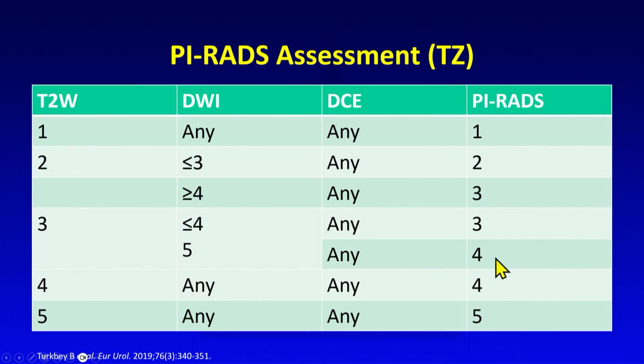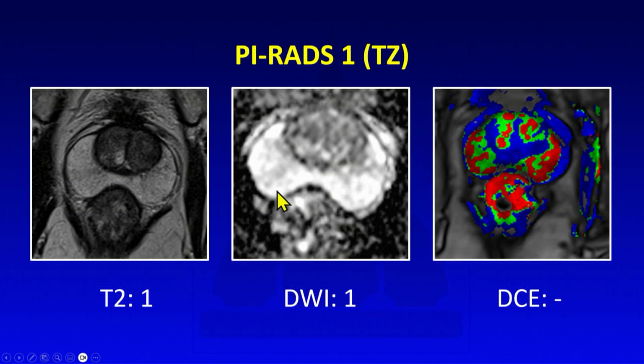So with the transition zone, it's the opposite. It's the T2 that matters. The DWI functions as a tiebreaker that can upgrade some lesions from a 2 to a 3, or some lesions from a 3 to a 4. So again, my one example of really pretty PI-RADS 1, really pristine looking transition zone with no nodules, but you are allowed to have classic looking BPH nodules in PI-RADS 1.